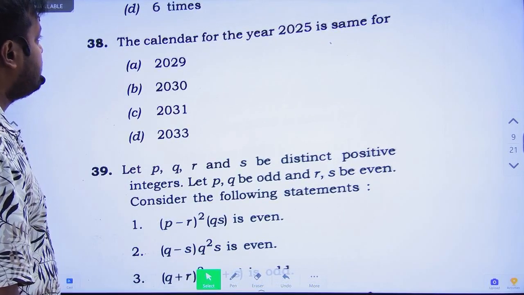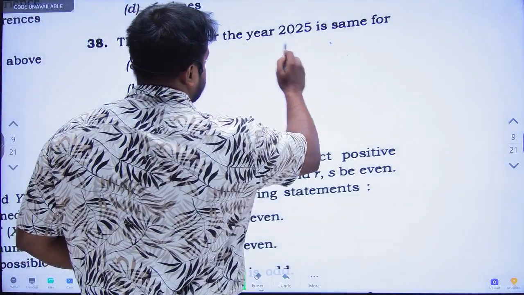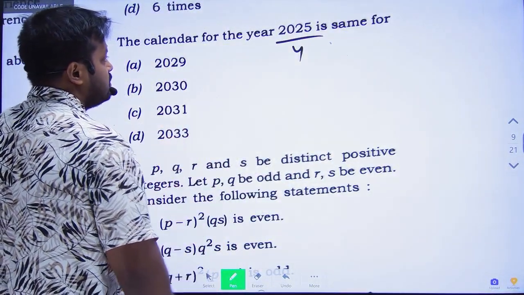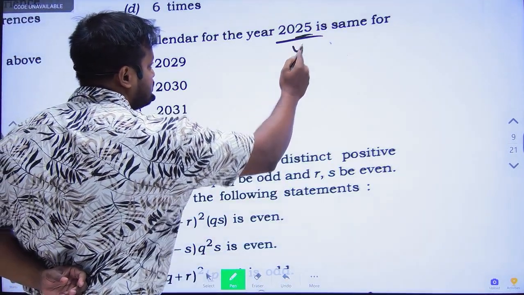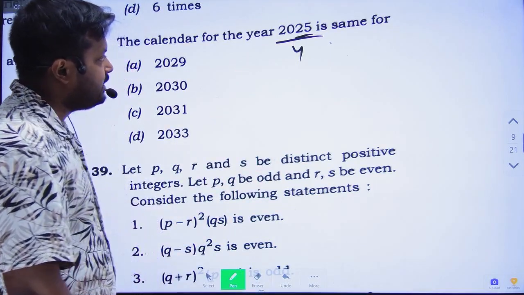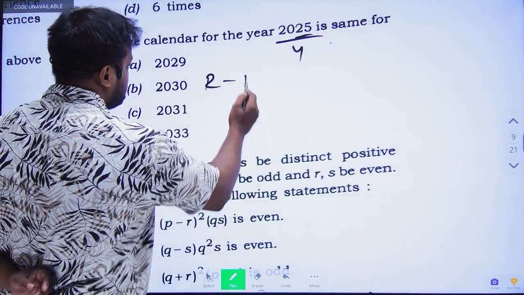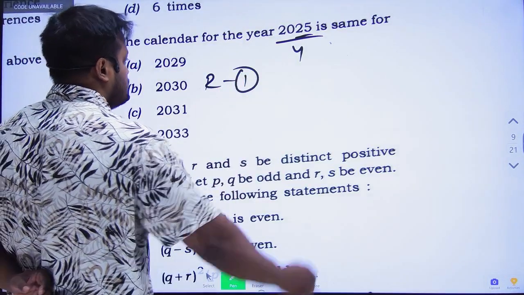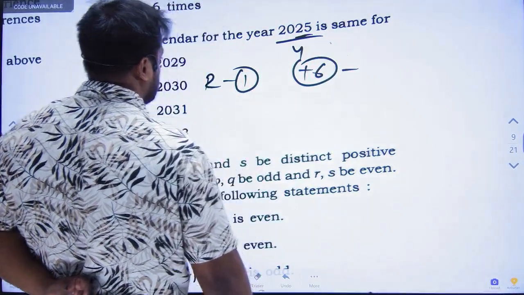For the calendar of the year repeating, simply divide this by 4. For divisibility by 4, we just need to check the last 2 digits, we don't need to divide the complete number. 25 divided by 4, the remainder is 1, so we have to add plus 6. Plus 6 to 2025 means 2031.